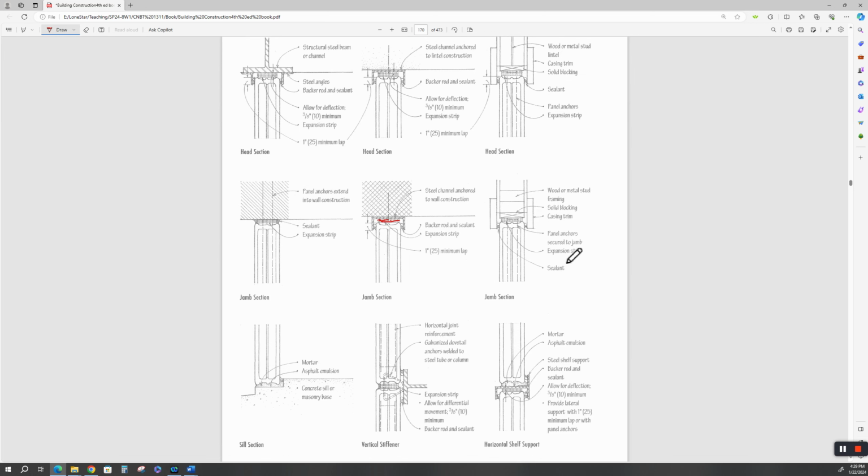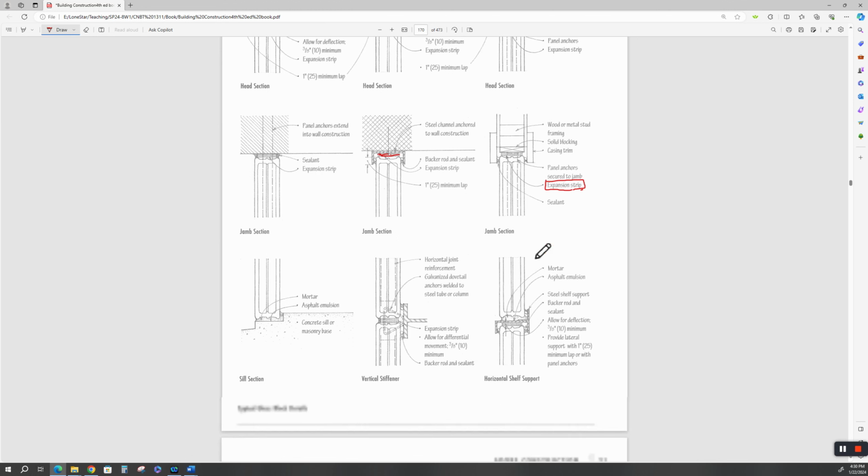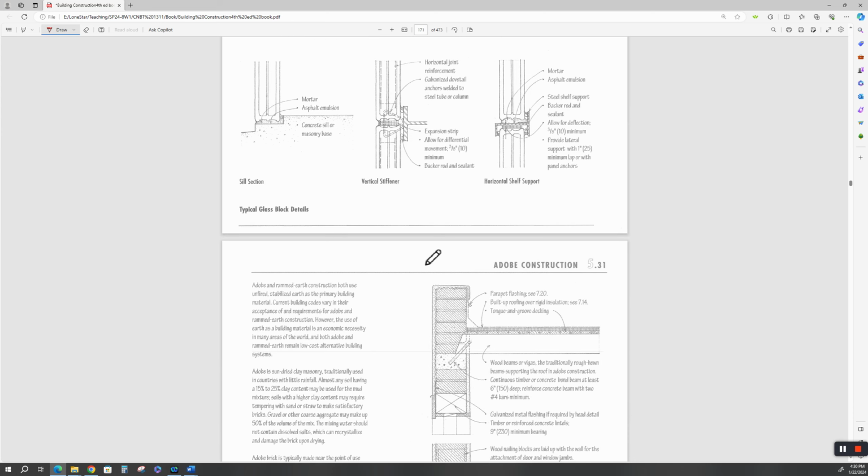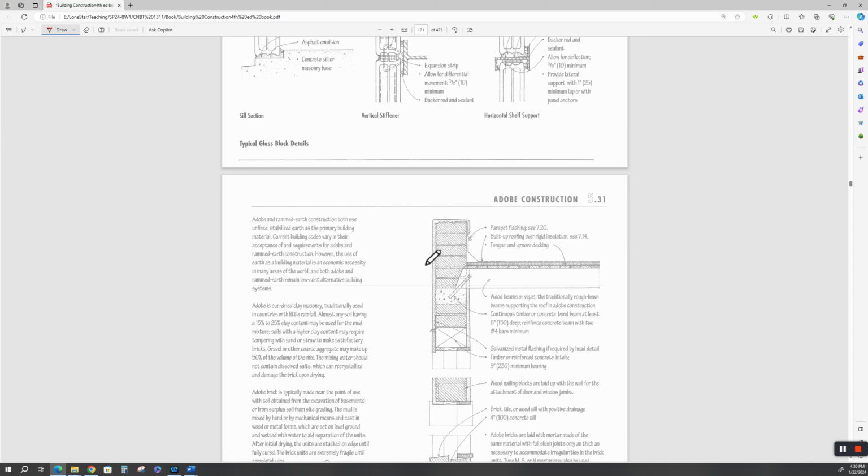Word of warning about expansion strips: be careful with the material you pick for these. You don't want an expansion strip that absorbs water or will degrade over time. So be very careful with the material that you use for expansion. You want something that doesn't absorb water, because if it absorbs water, the mold's going to grow in it, right?